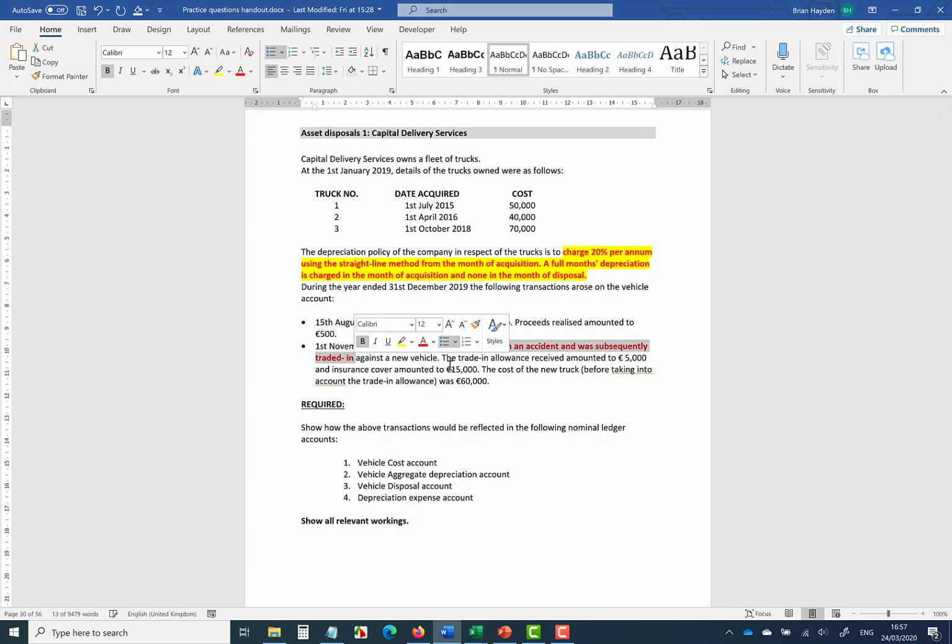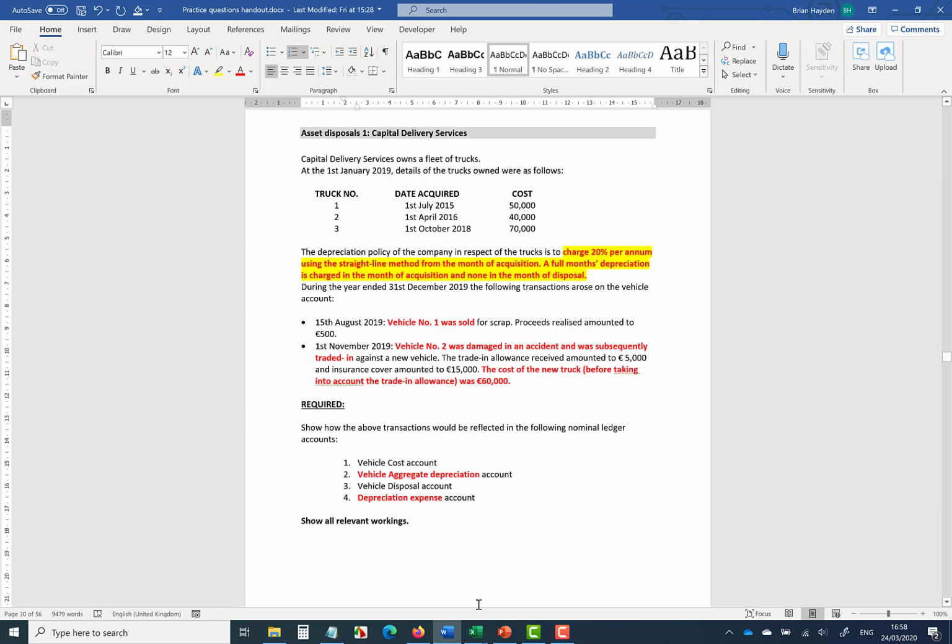So again, another disposal, but we bought a new vehicle. So there was a new vehicle bought, cost the new truck was $60,000. So we've both a disposal and an acquisition in this particular transaction. And you're asked to show how the above transactions would be reflected in the following nominal ledger accounts: the cost account, the aggregate depreciation account. Okay, there's that term, aggregate depreciation, disposal account, and depreciation expense account. So that's the current year's depreciation value.